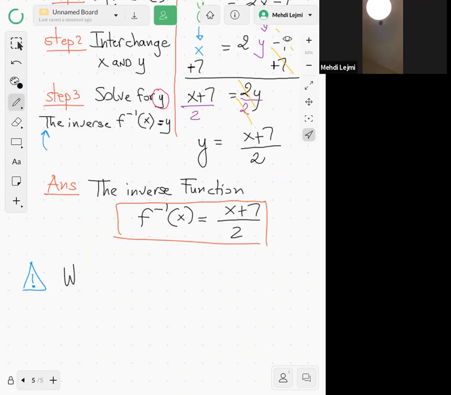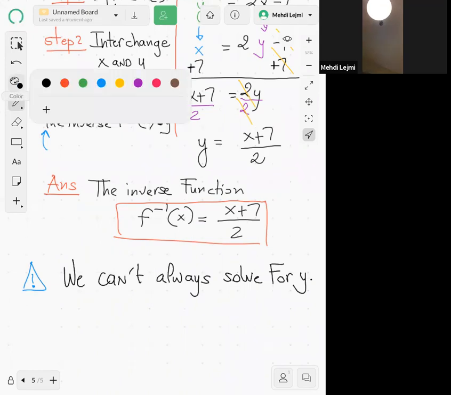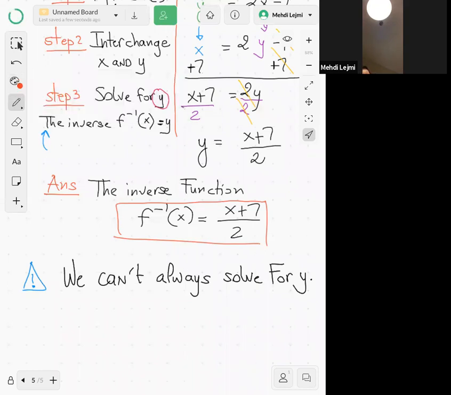So we won't always be able to solve for y. Okay, so we cannot always solve for y. Let me give you an example where we cannot solve for y. I mean, a very, very simple example. Here's an example.